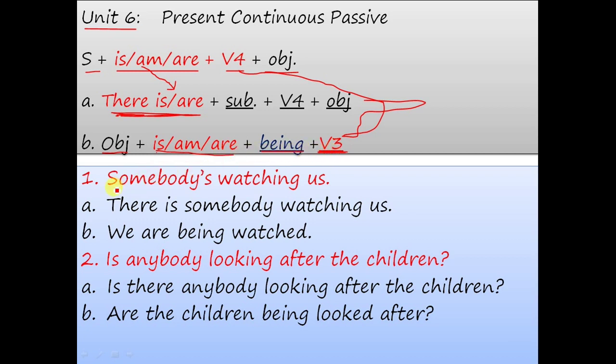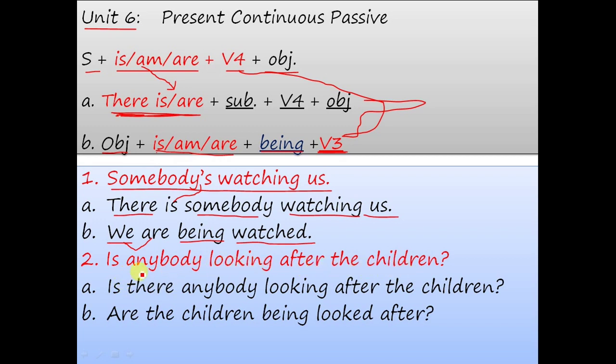For example, let's see, somebody is watching us. So first change it using there is or there are. So there and is, subject somebody, then V4 watching us. There is somebody watching us. Now change it into passive. Somebody is watching us. Us is the object, therefore bring it to the position of subject in its subjective case. We, and we takes are, we are making continuous passive, therefore being plus V3, being, and then watching, change it into V3, watched.